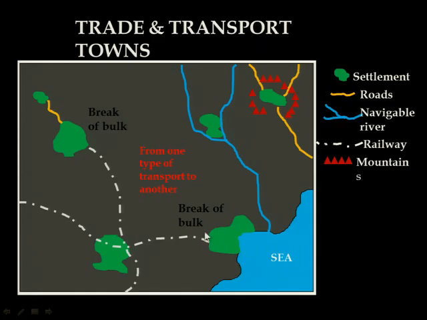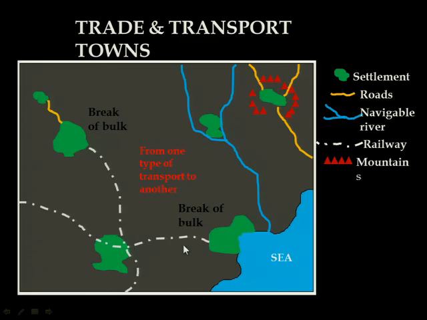Can you see the sea? And then there's the settlement. Now, it says this settlement is a break of bulk point. What am I saying? The goods come in by ship, and then they change, now transported by road, or by railway, into different parts of the country.